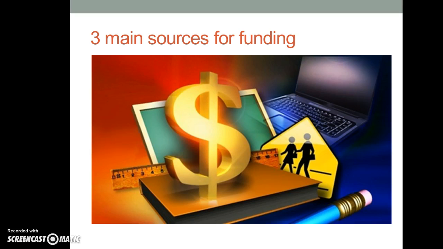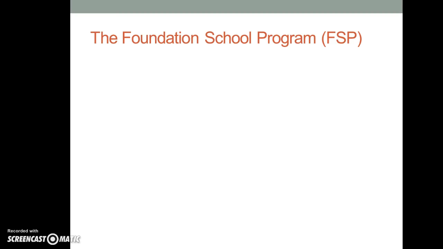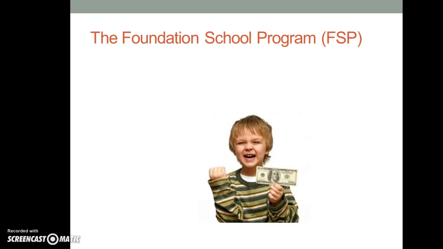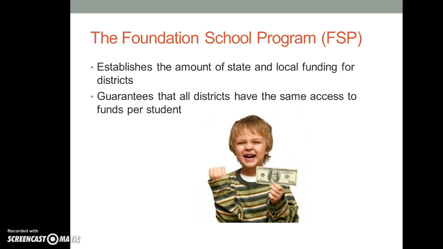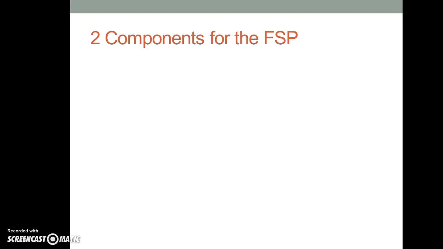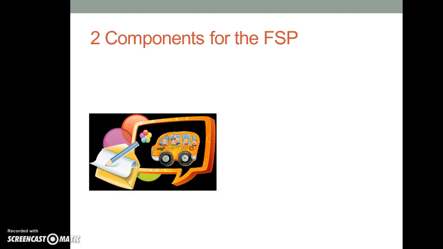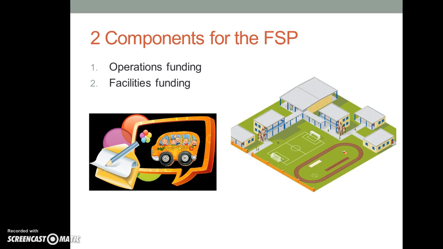The majority of our funding comes from local property taxes collected by state and districts. The Foundation School Program establishes the amount of state and local funding to districts. It also guarantees that all districts have the same access to funds per student. This is equal access funding. There are two components tied to tax efforts: the operations funding and facilities funding.